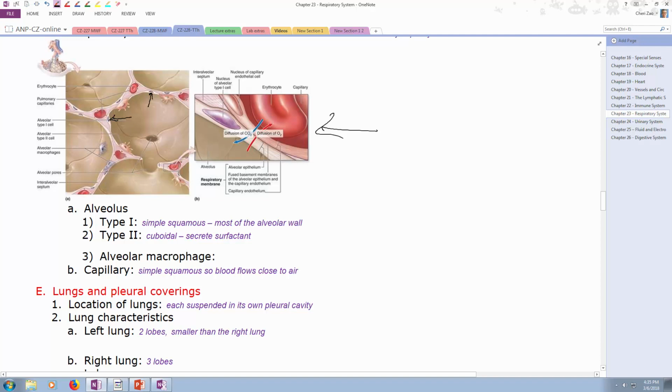Nice big simple squamous epithelial cells. We call those type 1 cells. They make up most of the alveolar wall, at least close to 90% of that alveolar wall.